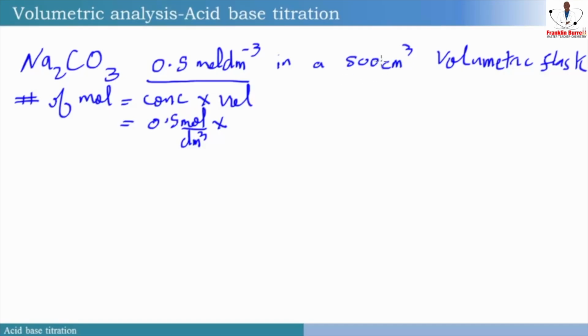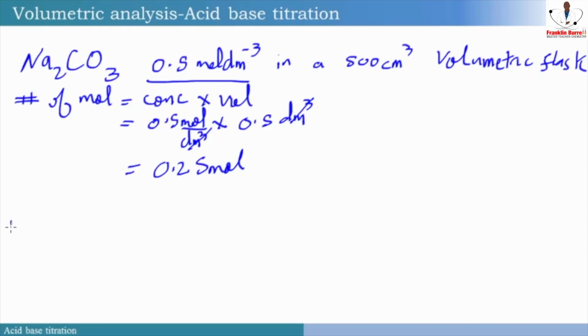If I do that, I'll get 0.5 dm cube. So dm cube cancels dm cube. So what is my value in terms of moles? 0.5 times 0.5 equals 0.25 moles. Now that I know the moles of sodium carbonate, I can find the mass of sodium carbonate.